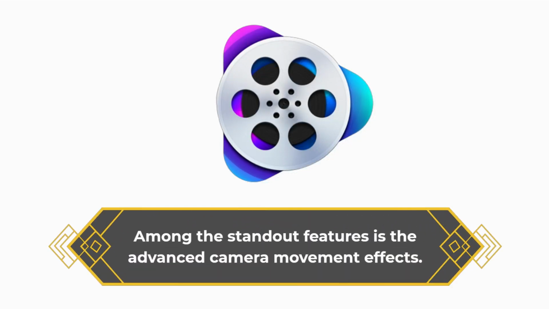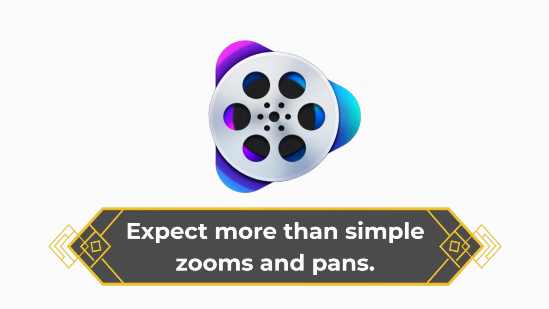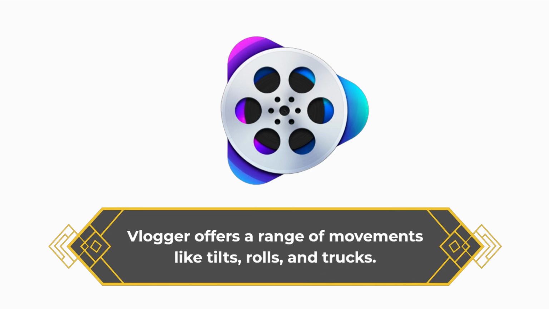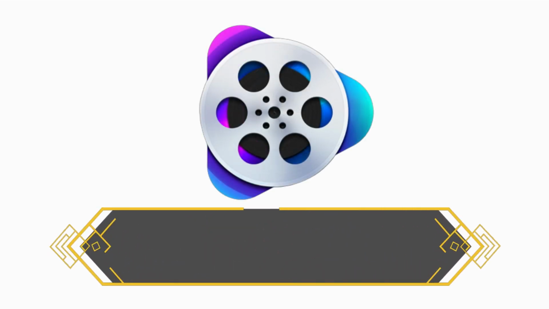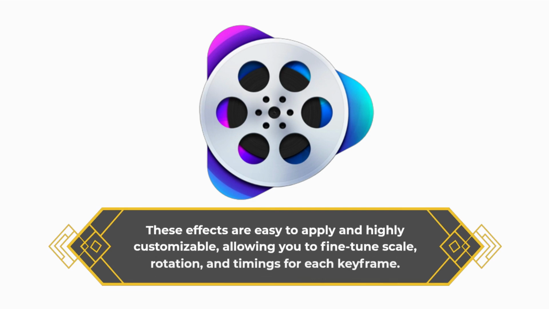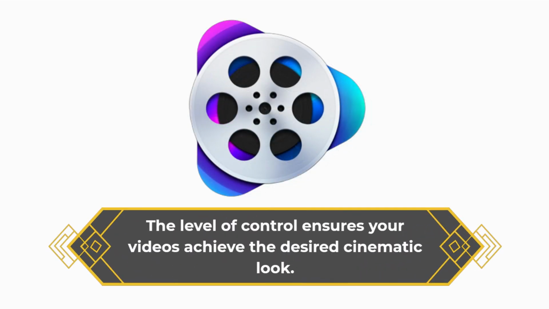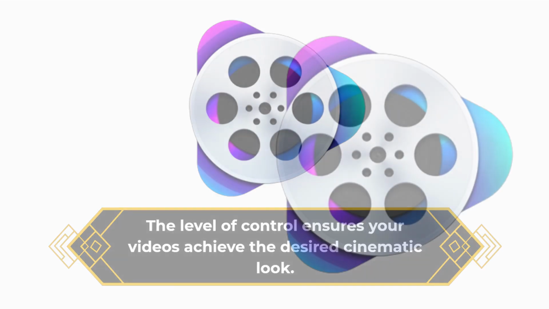Among the standout features is the advanced camera movement effects. Expect more than simple zooms and pans. Vlogger offers a range of movements like tilts, rolls, and trucks. These effects are easy to apply and highly customizable, allowing you to fine-tune scale, rotation, and timings for each keyframe. The level of control ensures your videos achieve the desired cinematic look.